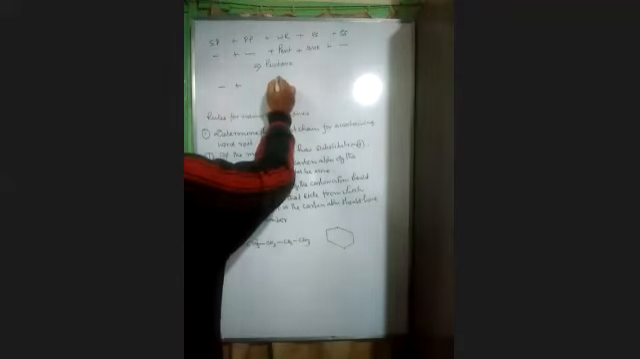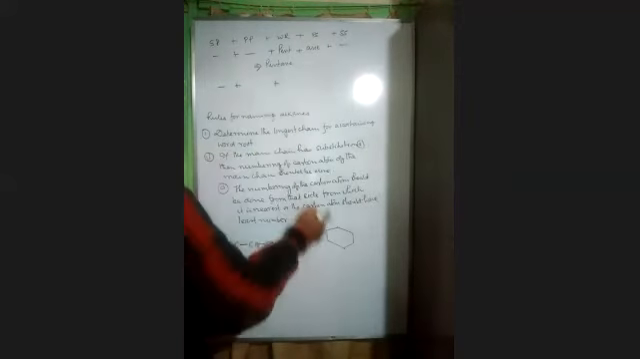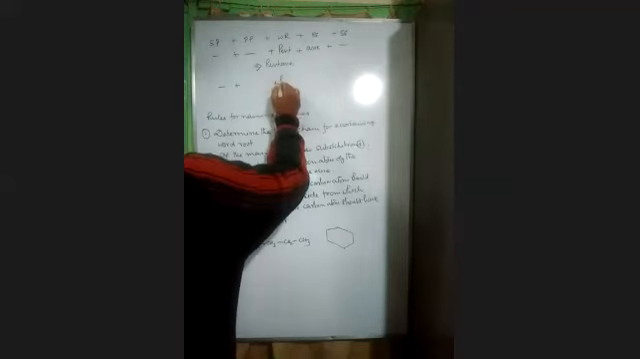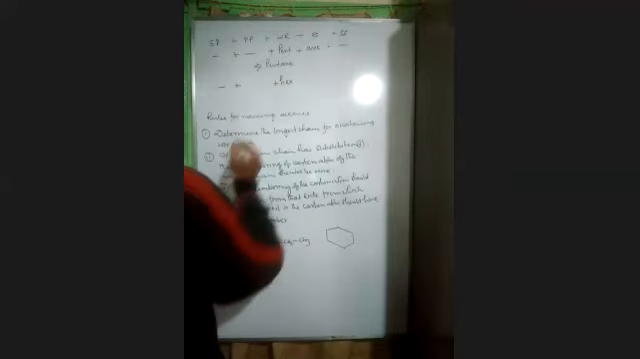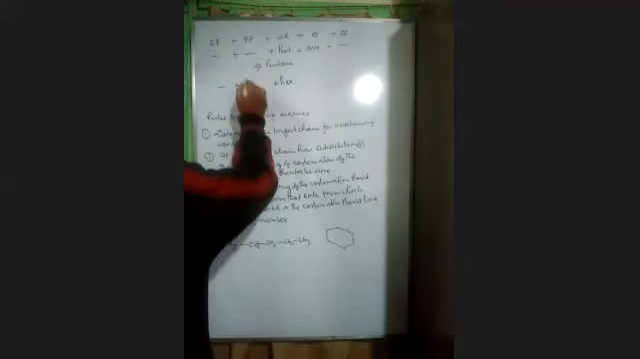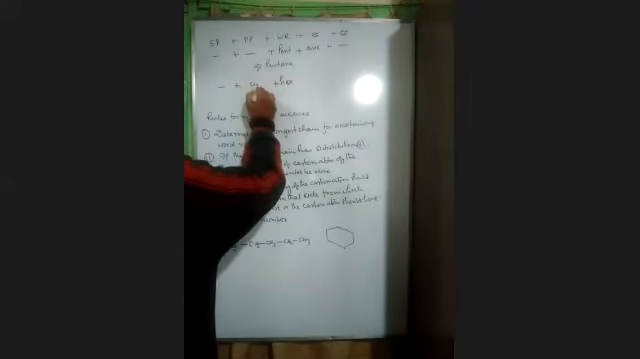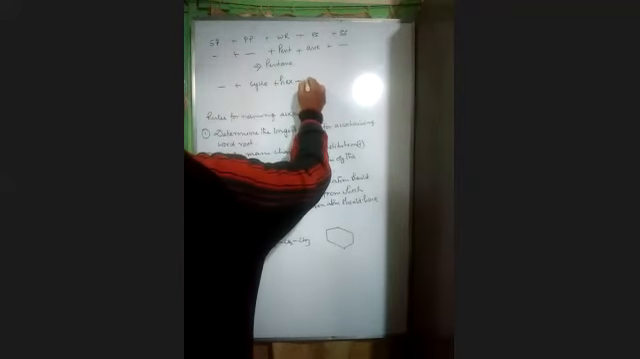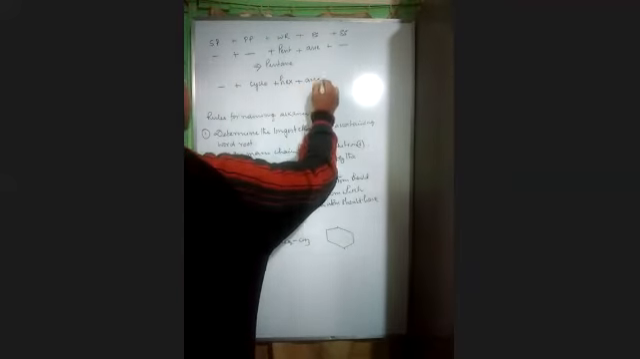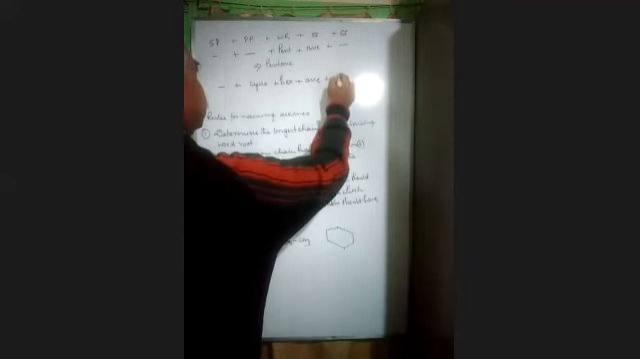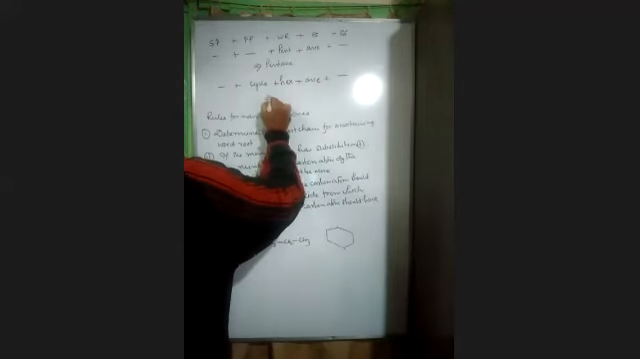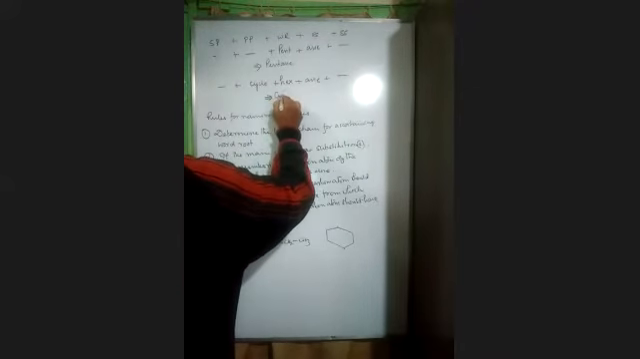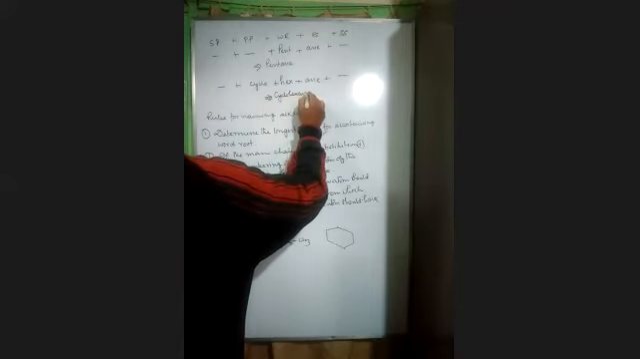Sorry, first we'll write here. Word root. How many are there? 6. It is cyclic, so I'll write now here cyclo. Does not have any substitution. Double bond or triple bond, any? No. No functional group. So the name is cyclohexane.